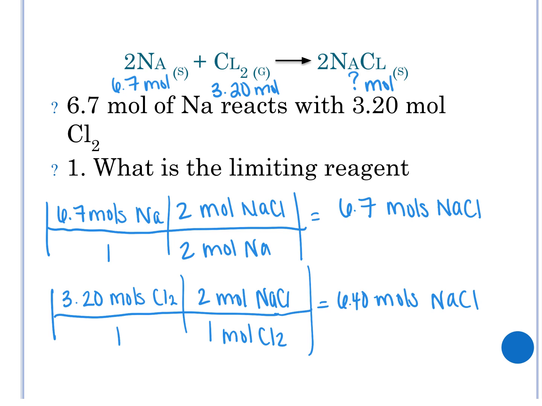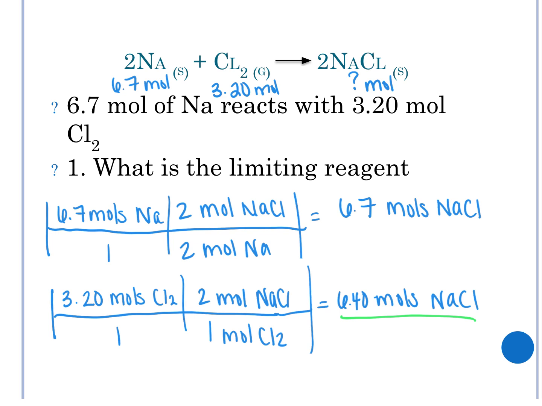So now we have two answers. How do we know which one is the actual amount we're going to make? 6.40. Okay. Always the smallest number. So we know that this reaction's only going to make 6.40 moles of sodium chloride.